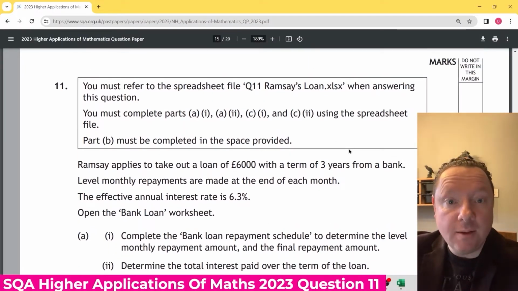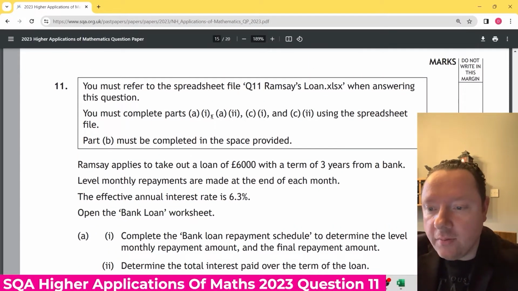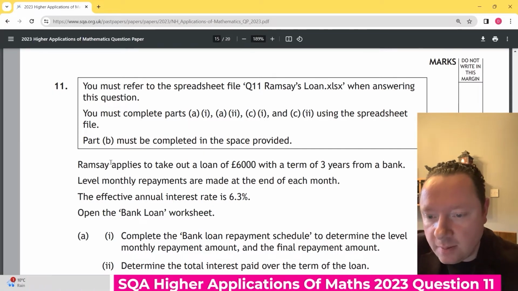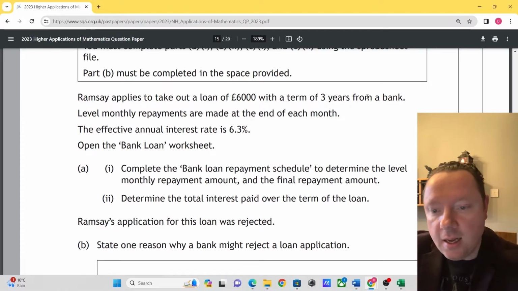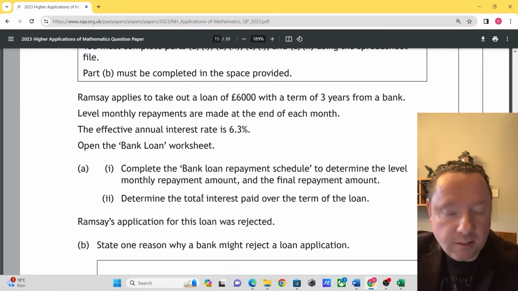SQA Higher Applications Maths 2023 question 11. This one's about Ramsey's loan, and we have to use the spreadsheet. So it says Ramsey applies to take out a loan of £6,000 with a term of 3 years from a bank. 11 monthly repayments are made at the end of each month. The effective annual interest rate is 6.3%. Open the bank loan worksheet and complete it to determine the level repayment amount and the final repayment amount when determining the total interest paid over the term of the loan.